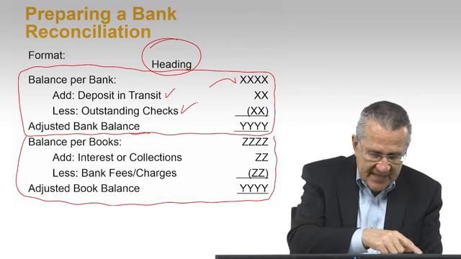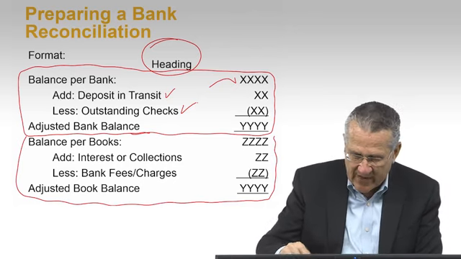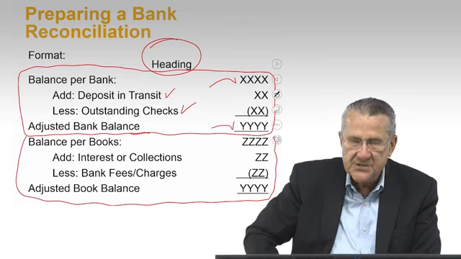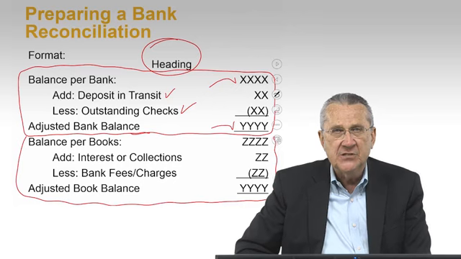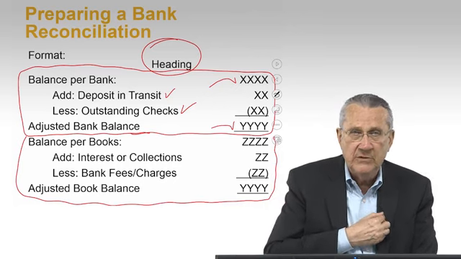When I get finished with these types of adjustments, I should have an adjusted bank balance. And this is the bank's balance adjusted for the things that we knew that they didn't.